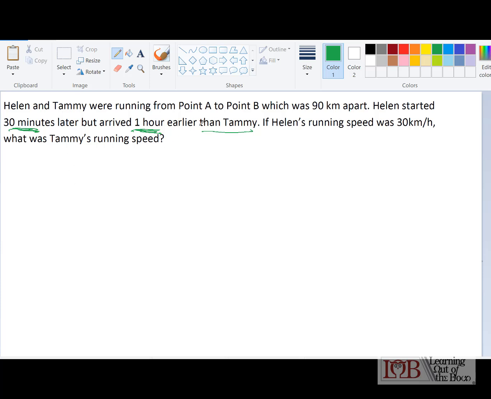Yeah, so let's read on. If Helen's running speed was 30 km per hour, what was Tammy's running speed? Yeah, so very quickly, again, I will label this under same distance.